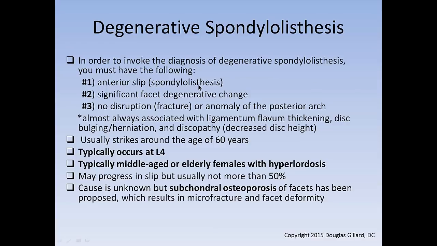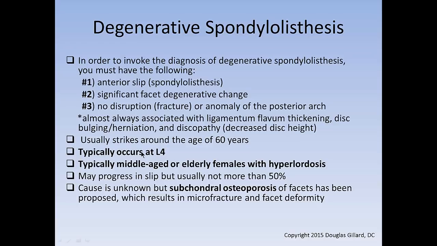Okay. So in order to make the diagnosis of degenerative spondylolisthesis, you must have an anterior slip, significant facet degeneration, and there cannot be a fracture or any other anomaly of the posterior arch. It's almost always associated with ligamentum flavum thickening and disc bulging, if not herniation. And the disc is typically thin. That's why sometimes if the disc collapses, the tension on the ligamentum flavum is decreased, and they tend to get thick in response to that. Typically strikes in the 60s.